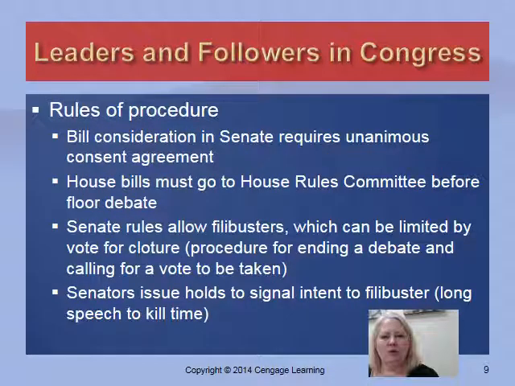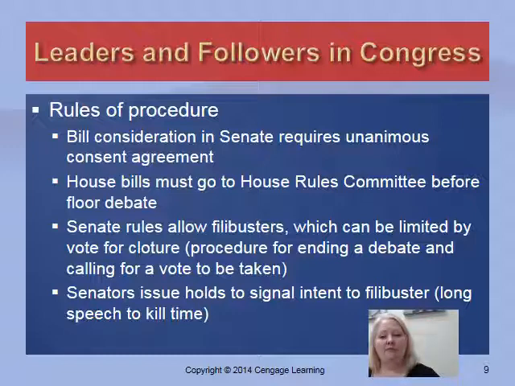Okay, and in terms of rules of procedure, consideration in the Senate requires a unanimous consent agreement. Now, that doesn't mean that the Senate must 100% unanimously approve a bill. It's just that in order to consider it, in order to discuss it and run it through the process, the Senate requires unanimous agreement in that regard. House bills go to the House Rules Committee before they ever reach the floor for debate.